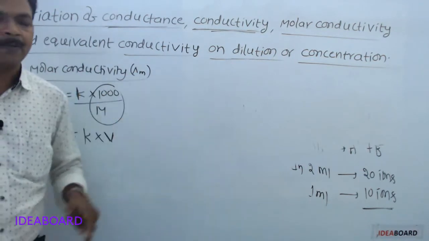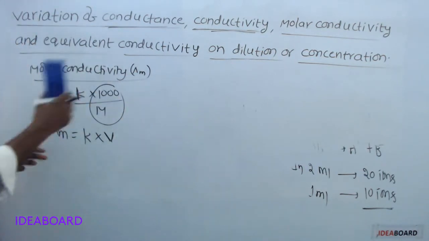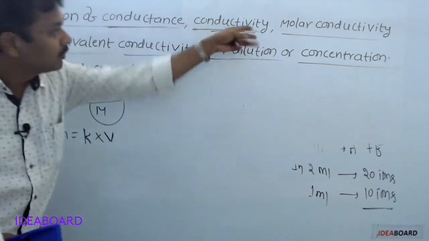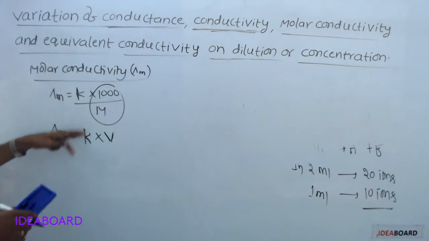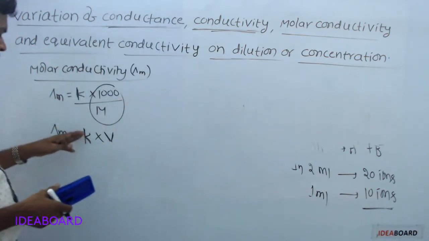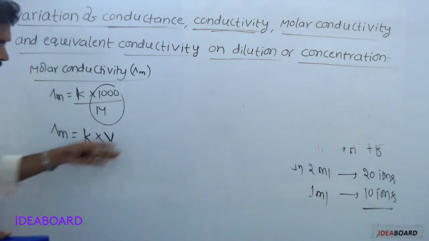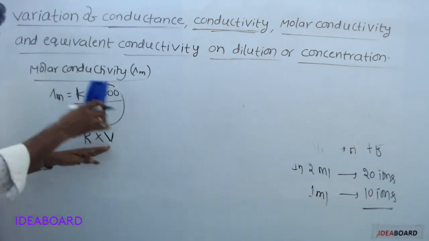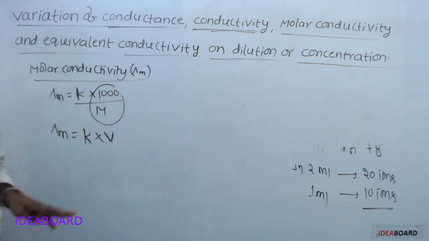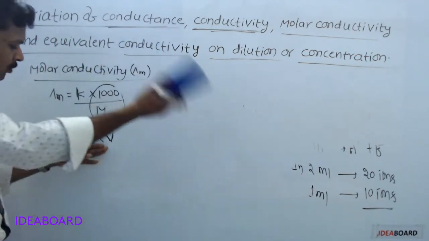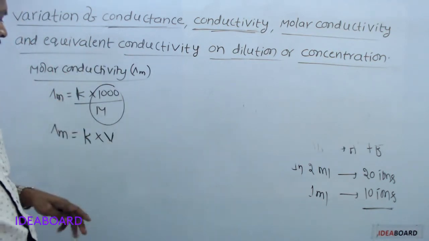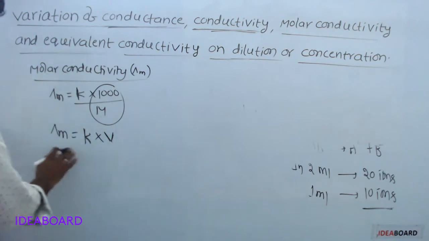See, on dilution, we already know that this conductivity value, kappa, decreases. At the same time, volume increases. On dilution, kappa value decreases, V value increases. But the increase in volume is greater than the decrease in kappa value. Therefore, molar conductivity increases. Molar conductivity increases on dilution.